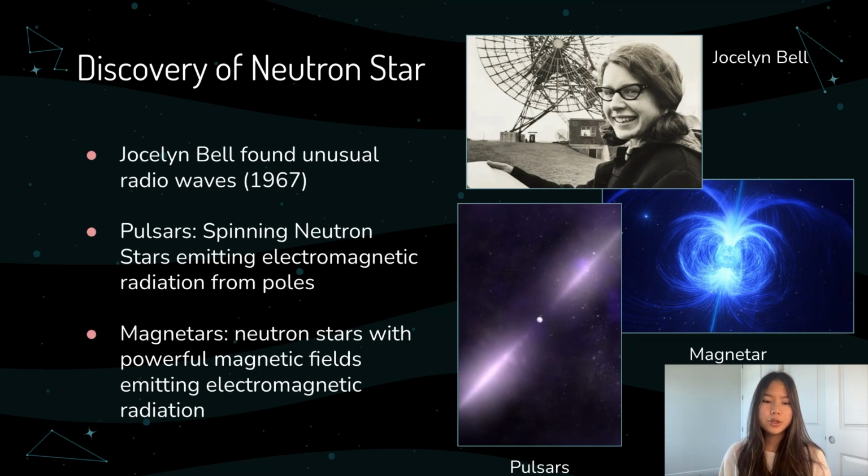The discovery of neutron stars was in 1967 by a 24-year-old graduate student called Jocelyn Bell. She found a really unusual source of radio waves, which led to the first evidence of neutron stars. Neutron stars were a pretty recent discovery, first discovered in 1967, because they're really hard to detect: they don't emit enough electromagnetic radiation because they're so small, which makes multi-messenger astronomy super important in finding them.